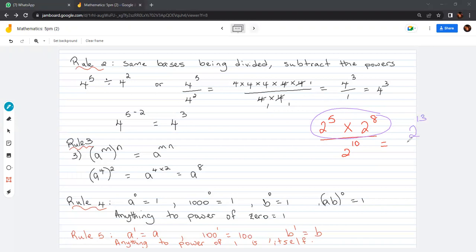So that's 2 to the power of 13 divided by 2 to the power of 10. Bases are the same. Once the bases are the same and you're dividing, you could simply subtract the powers. So 13 minus 10 is 3. So I'll be left with 2 to the power of 3. Now, what if they gave us one like this?